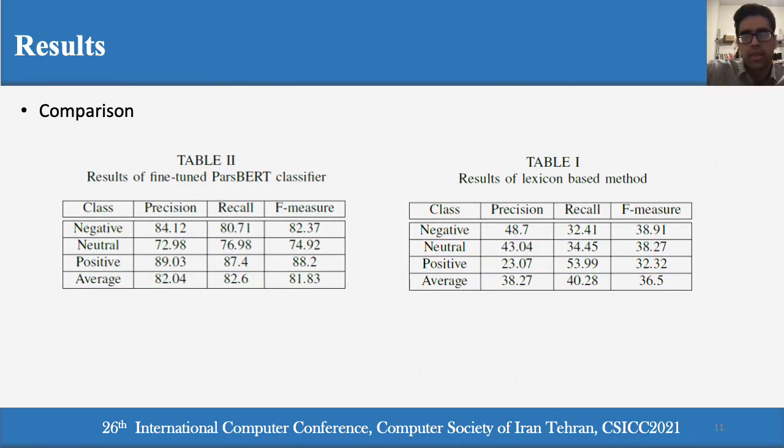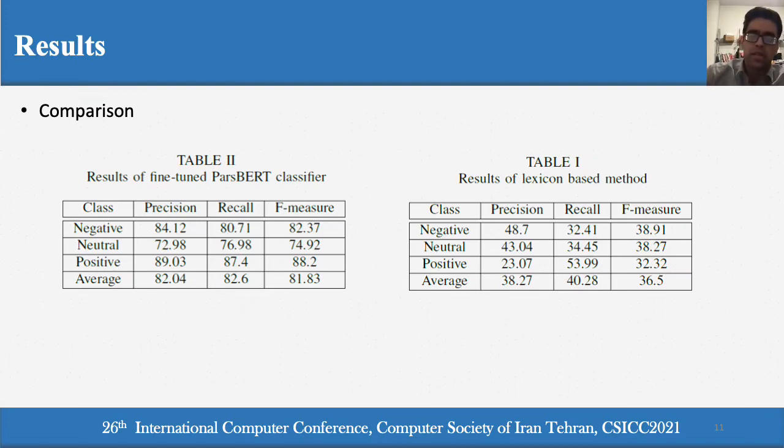Now let's have a look at these two tables to compare our model with the lexicon-based method. For our model, the best value for the precision criterion was for the positive class with 89%. For recall and F measure, its best values were for the positive class by 87% and 88% respectively. On average, for the three classes, an accuracy of 82% has been achieved for the precision, 82% for the recall, and 81% for the F measure.